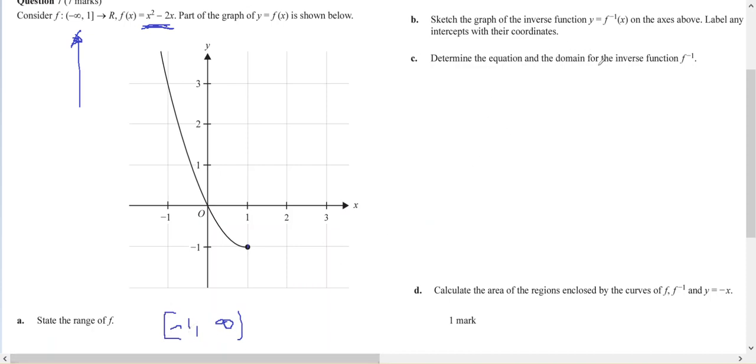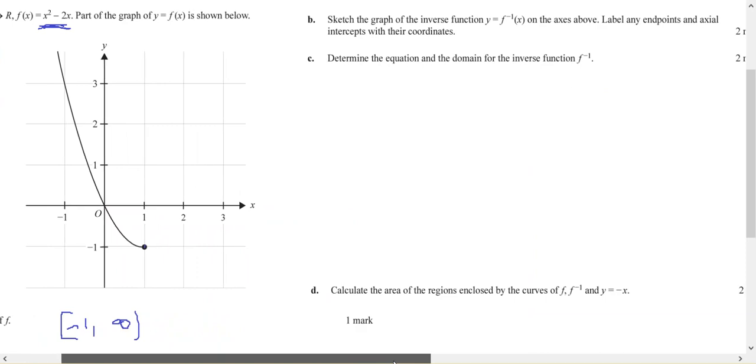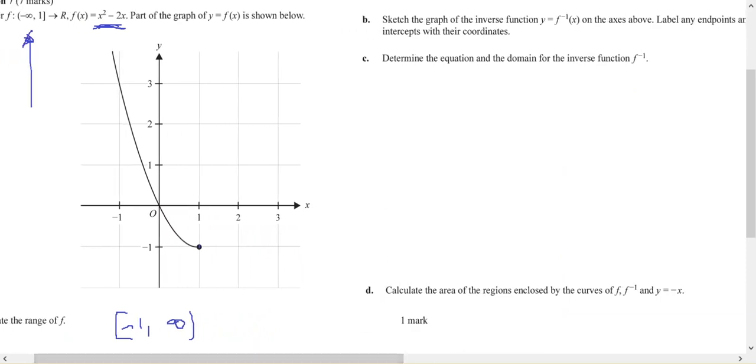Part B, sketch on the graph the inverse function on the axis and label any endpoints and axial intercepts. Okay, so different colour. -1 and 1 is going to go to -1 and 1. That will be an endpoint. 0 and 0 will stay at 0 and 0. And by the looks of it, this is -1 and 3. That will go to 3 and -1.